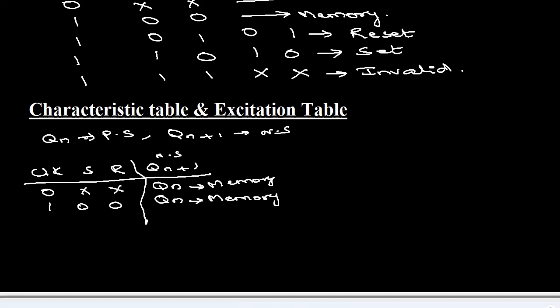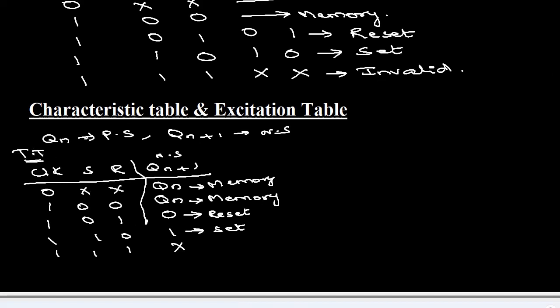When clock is 1, S is 0, R is 1, then this condition is called the reset condition. So reset means 0. When clock is 1, S is 1, R is 0, this is the set condition. When clock is 1, S is 1, R is 1, it is the not used state or invalid state. By using this truth table, I am finding the characteristic table.